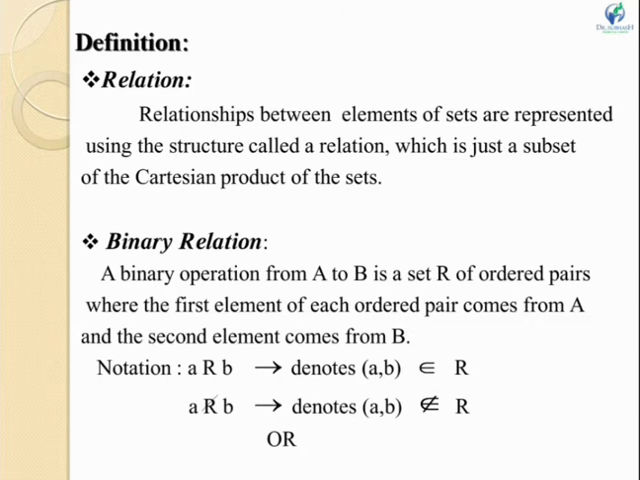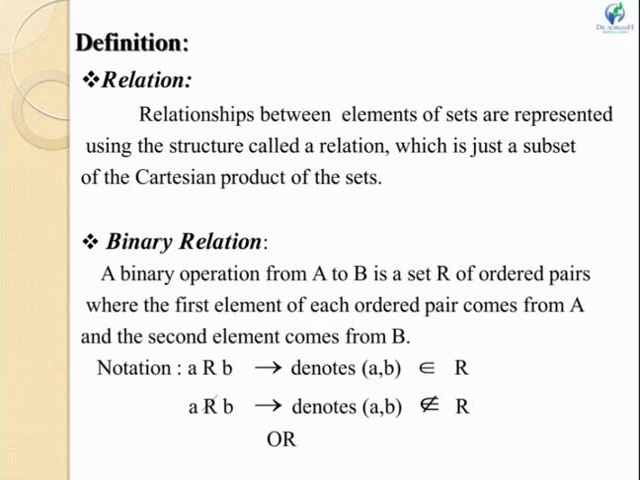First, let us define relation. The relationships between the elements of sets are represented using the structure called a relation, which is just a subset of the Cartesian product of the sets.